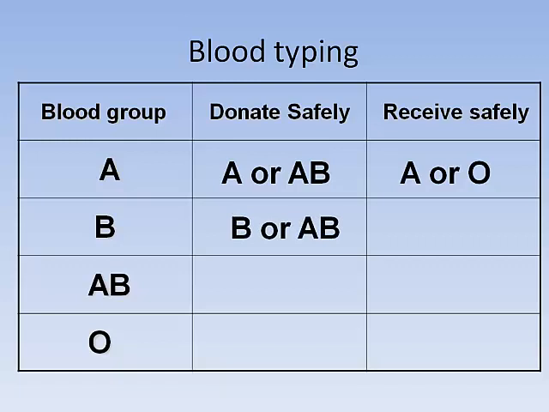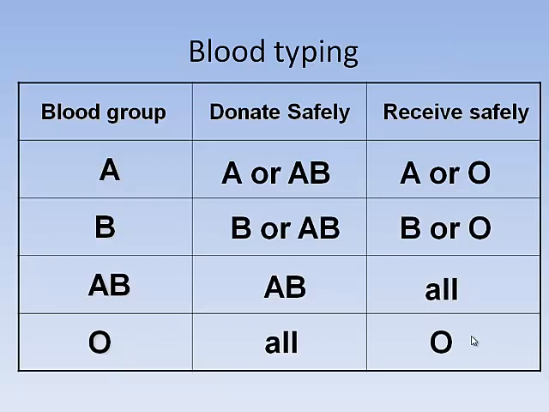Somebody with type B blood could donate safely to somebody with B or AB, and they could receive from B or O. Type AB can only donate to AB and can receive blood from everybody, from A, B, or O. O blood can donate safely to all, but can only receive blood from people with O blood.